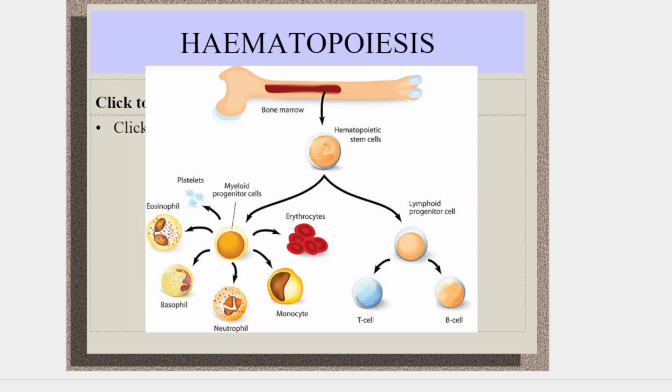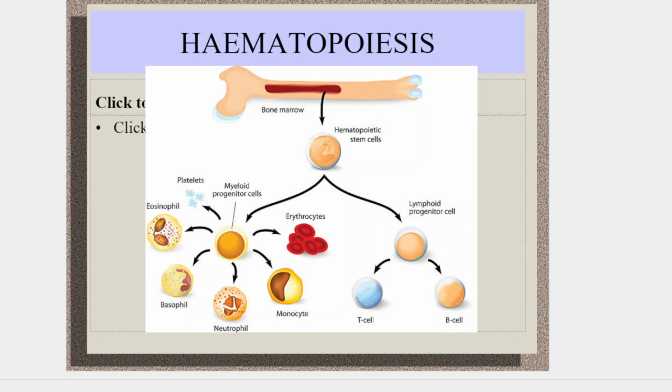The multipotent progenitors diverge into common myeloid progenitors, which are the precursors for myeloid cells, such as granulocytes, monocytes, macrophages, erythrocytes, and platelets. Common lymphoid progenitors are the precursors for lymphoid cells, such as B cells, T cells, and NK cells.